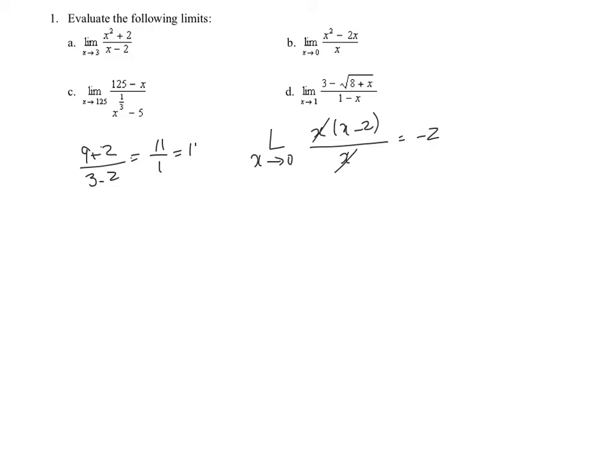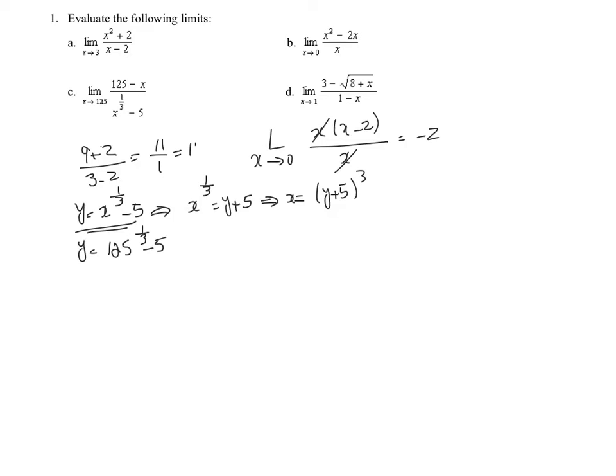The next one is a limit of 125 minus x over x to the power of 1 over 3 minus 5. To do this one, I'm going to let y be x to the power of 1 over 3 minus 5. From here, I get that x to the power of 1 over 3 is y plus 5. I'm going to cube both sides, so I get x is equal to y plus 5 cubed. Now, in our limit, x goes to 125. If x goes to 125, then from here, I can say y is 125 exponent 1 over 3 minus 5, which is the cube root of 125 is 5 minus 5, which is 0.